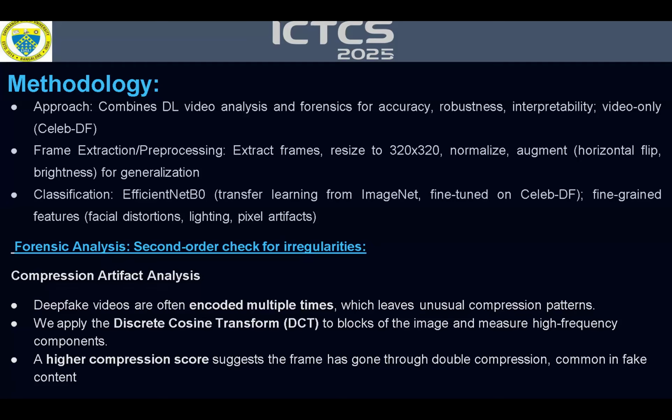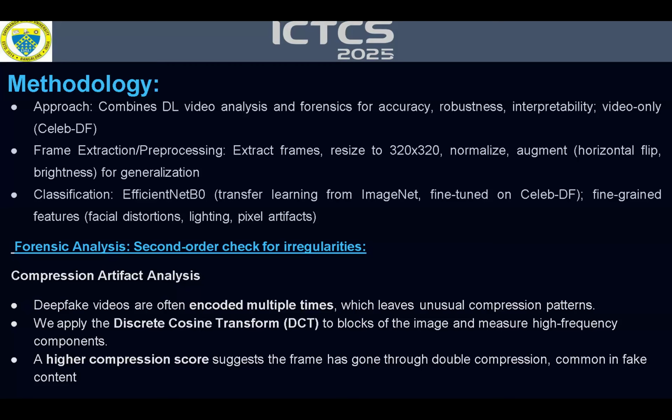On the forensic side, deepfakes often undergo multiple encodings, leaving unusual compression patterns. We apply discrete cosine transform to image blocks and measure high frequency components. A higher compression score indicates likely double compression and a strong sign of manipulation. Now, the forensic part that we have chosen comprises mainly three things: the compression artifact, the noise, and the metadata and watermark tampering. Here I have explained the compression artifact.